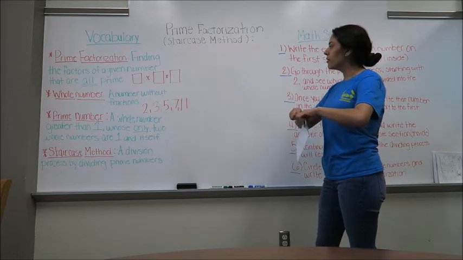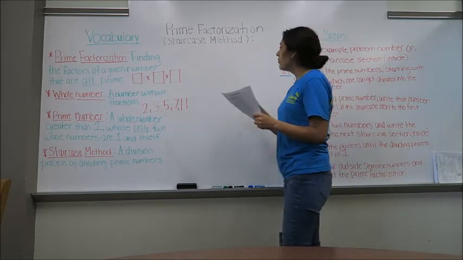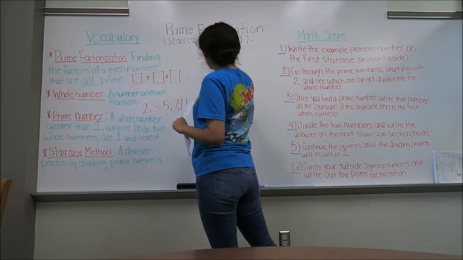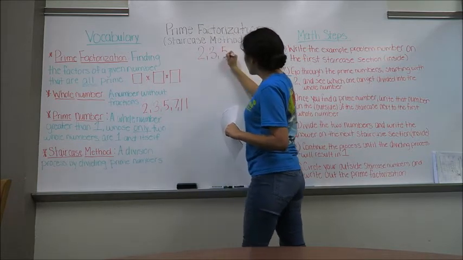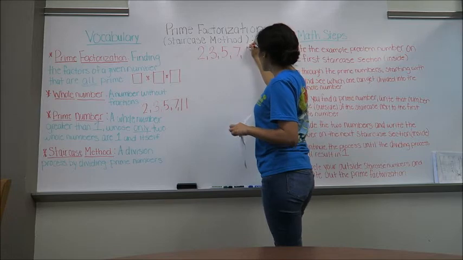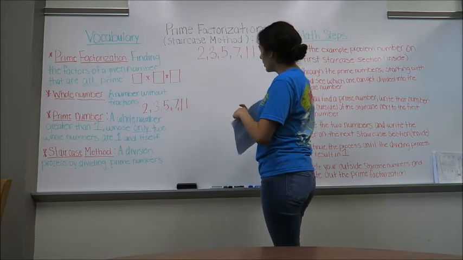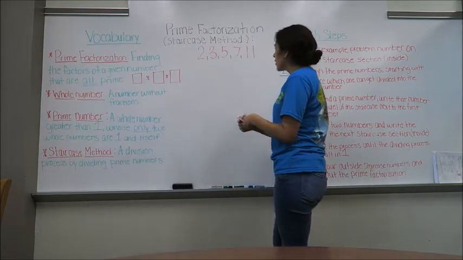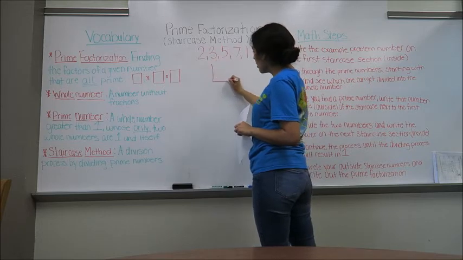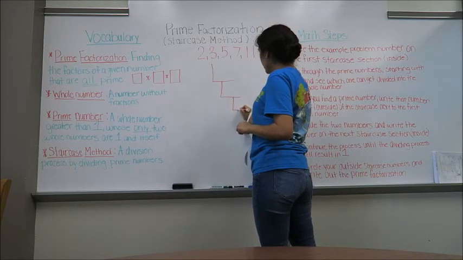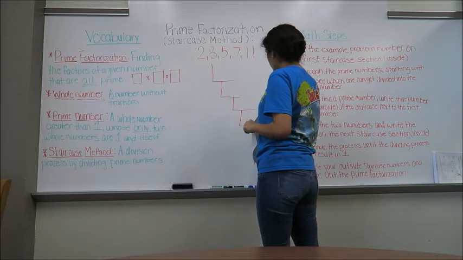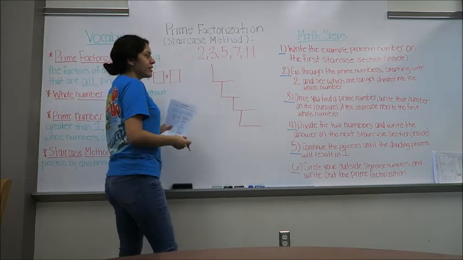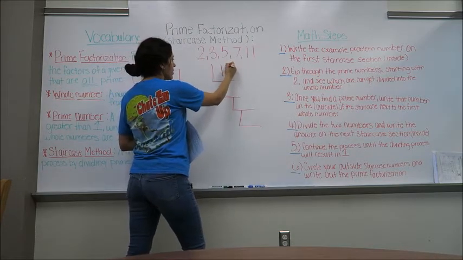Our first example problem number is going to be 12. But before we start, let's write out our prime numbers again. So we have 2, 3, 5, 7, and 11. Okay. So I said our first number is going to be 12. So we're going to draw our ladder. And we're going to do step 1. Write the example problem number on the first staircase section. So 12.